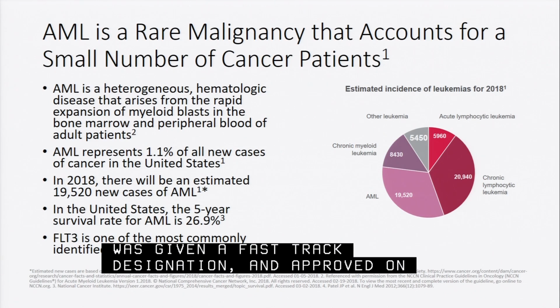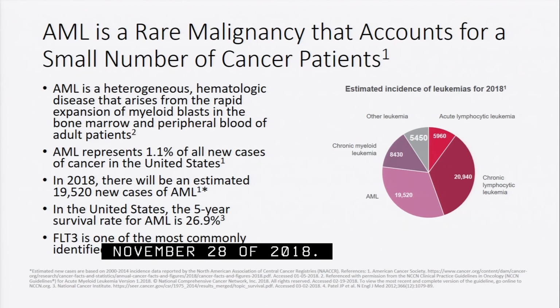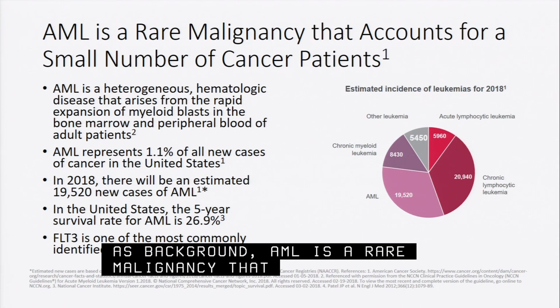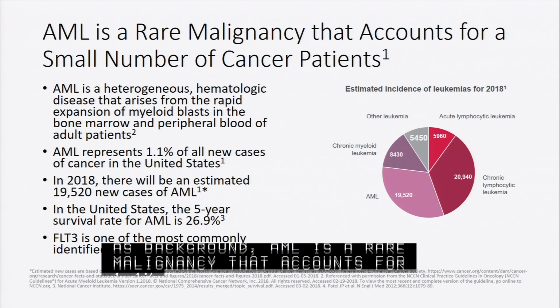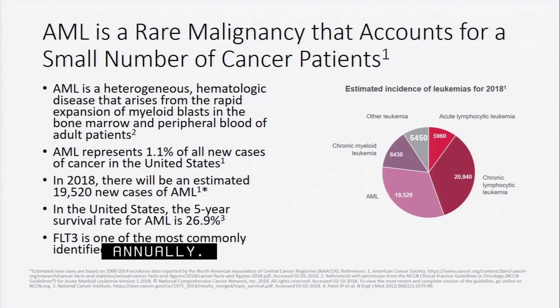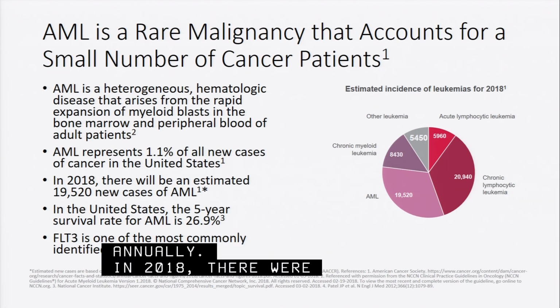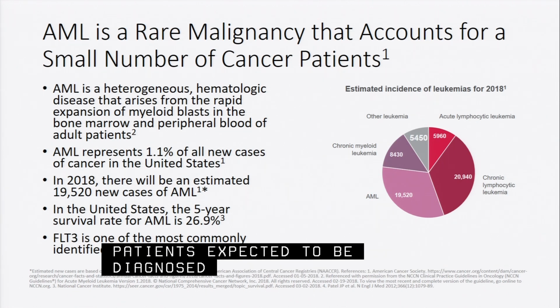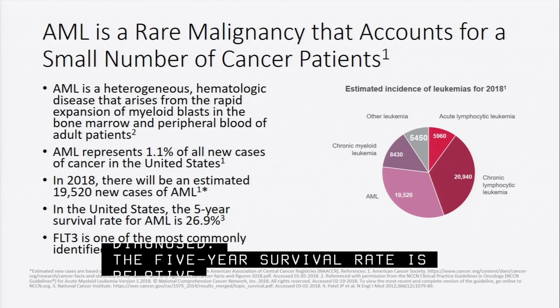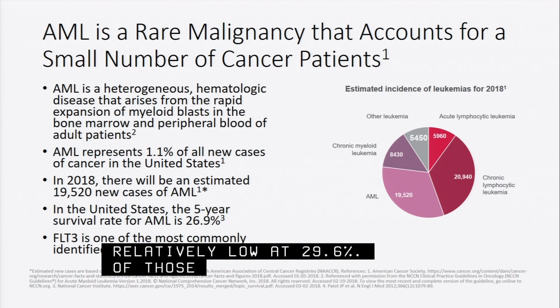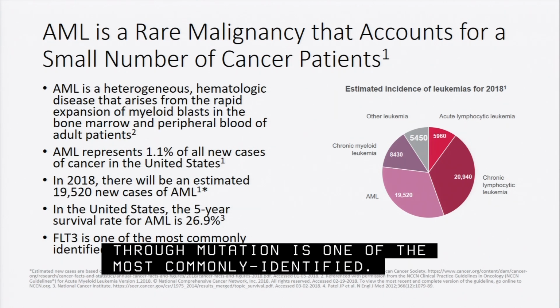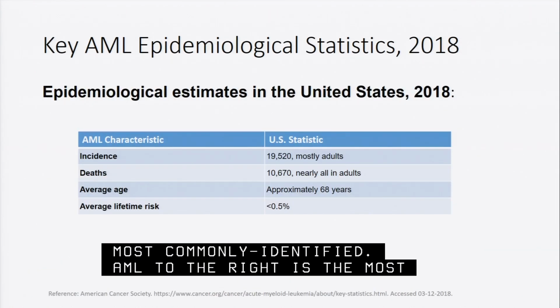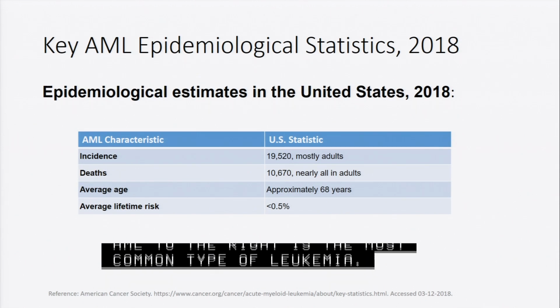As background, AML is a relatively rare malignancy that accounts for about 1.1% of cancer patients annually. In 2018, there were a little over 19,500 patients expected to be diagnosed. The 5-year survival rate is extremely low at 26.9%. Of those patients, the FLT3 mutation is one of the most commonly identified. AML is actually the second most common type of leukemia, second only to chronic lymphocytic leukemia.